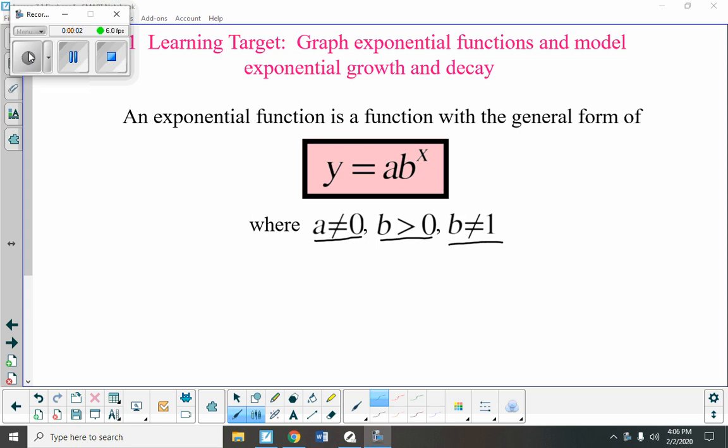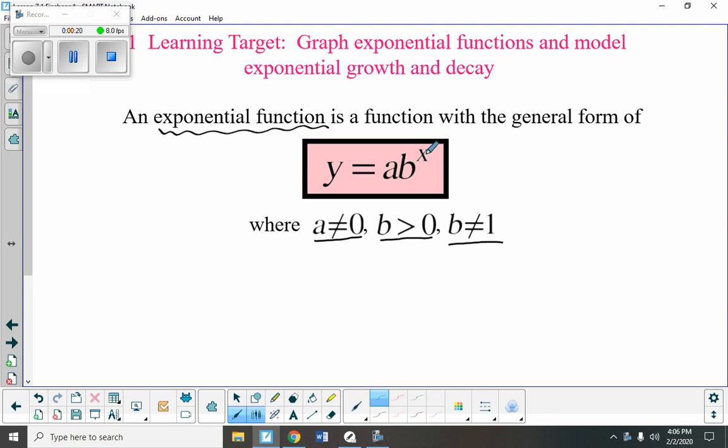This is lesson 7.1, and we're going to be talking about how to graph exponential functions and also about how to solve problems that deal with exponential growth and decay. Now, an exponential function is a function with the general form of y equals ab to the x.